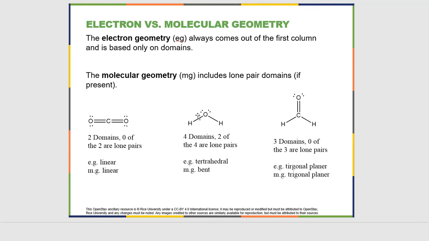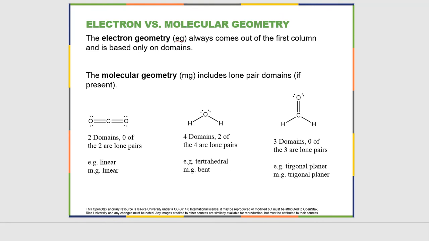Let's look at water. Again, on a test, you might be given H2O and then asked these things. So water has four domains: 1, 2, 3, 4, two atoms and two lone pairs. Again, domains are atoms and lone pairs. So water has 1, 2, 3, 4 domains. Two of the four domains are lone pairs.